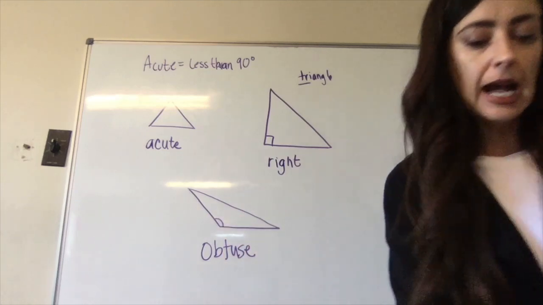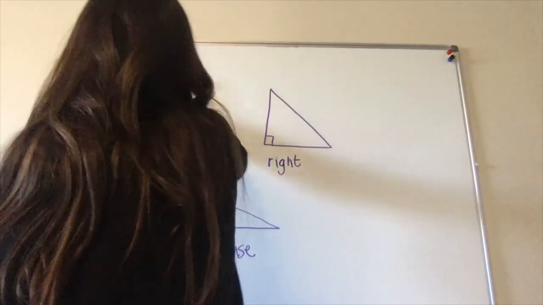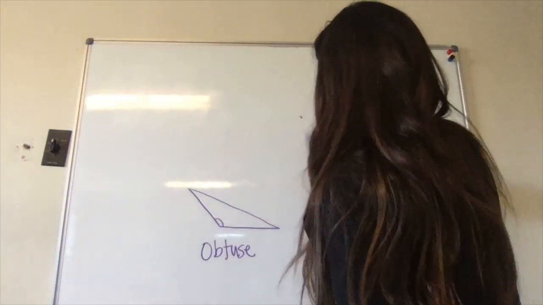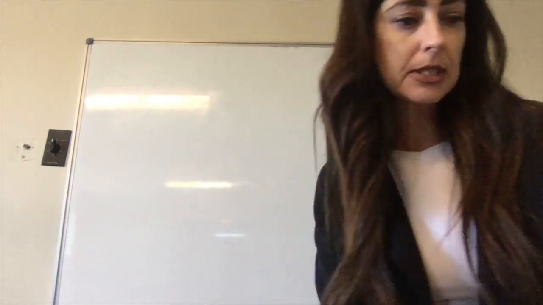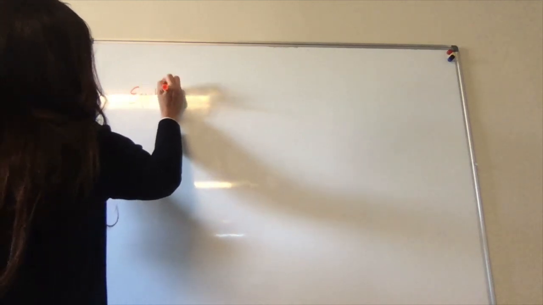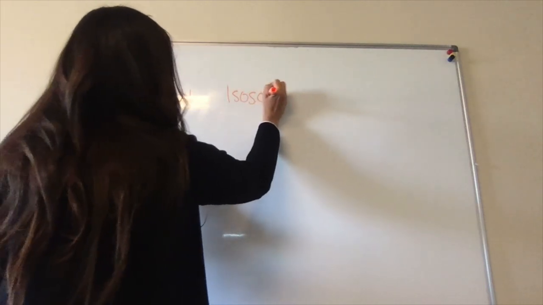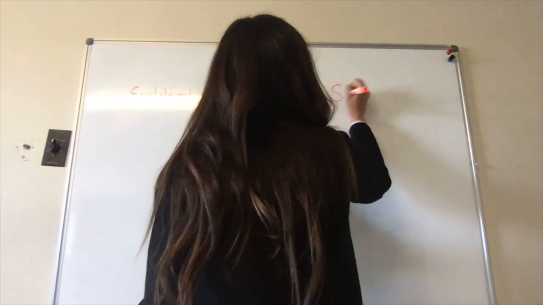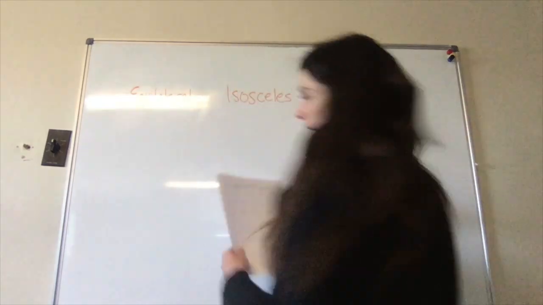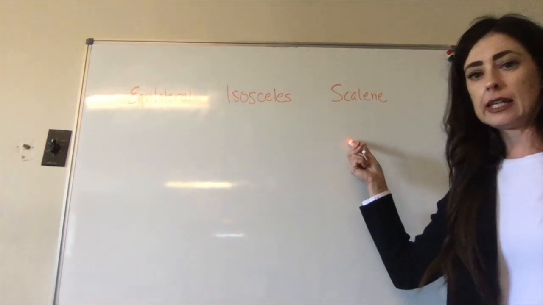All right? Now, if that wasn't enough about triangles, we can also classify triangles by the lengths of their sides, okay? By the lengths of their sides. And there are 3 types of triangles by their sides. The 3 are equilateral, isosceles, and scalene. Okay, so those are the 3 names: equilateral, isosceles, and scalene.